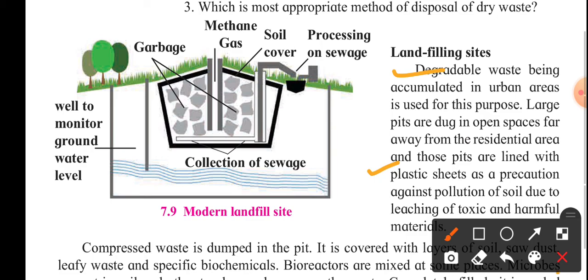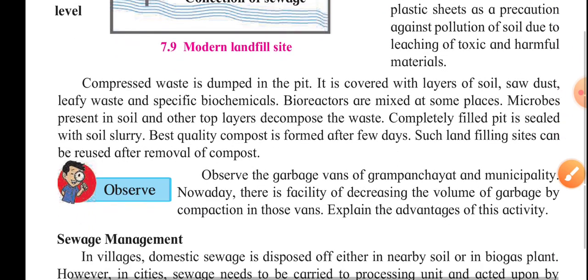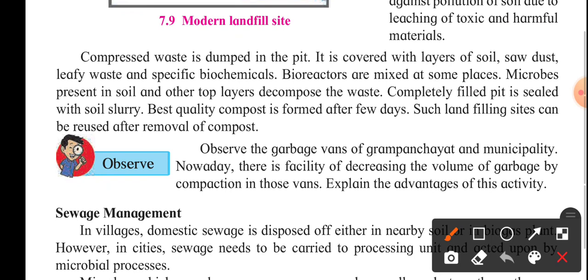Compressed waste is dumped in the pit. It is covered with layers of soil, sawdust, leafy waste, and specific biochemicals. Bioreactors are mixed in at some places. Microbes present in the soil and other top layers decompose the waste. A completely filled pit is sealed with a soil slurry. Best quality compost is formed after a few days. Such landfilling sites can be reused after removal of compost.